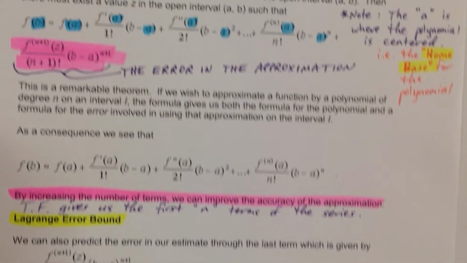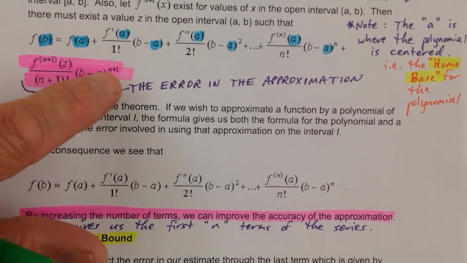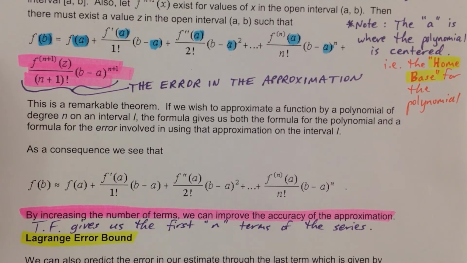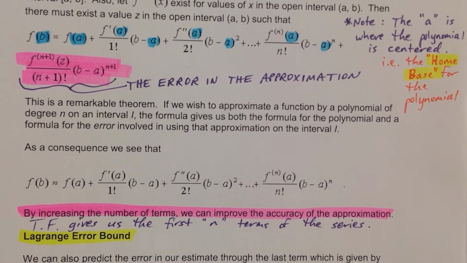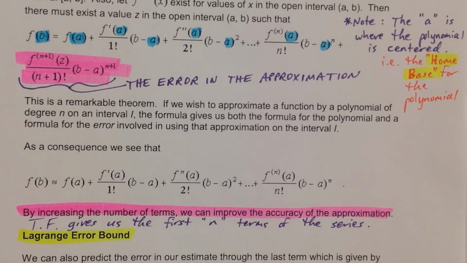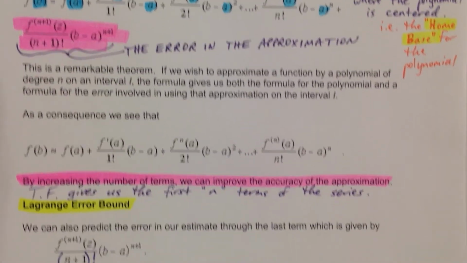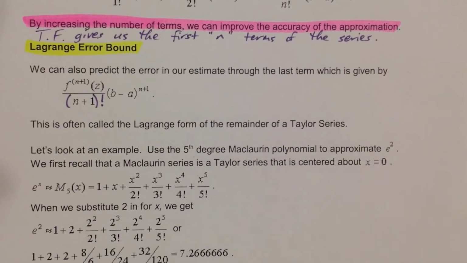So like we said, this big ugly mess highlighted here is the error in the approximation. And what we really want to find is, well, how big can that error be? Because that's an important thing. How good is our approximation, or how large can that error be? And that would be what we can talk about right here. Okay. So we're going to predict the error, and let's look at an example.